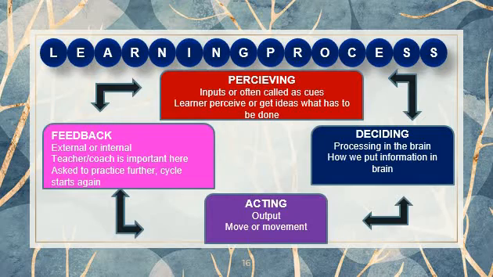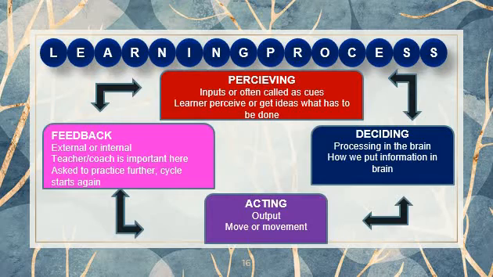Second one is deciding. Deciding is nothing but the processing in the brain, how the learner puts information in his or her brain. Deciding involves taking a matter into consideration, identifying desired end results, determining the options to get to the end results, and then selecting the most suitable option to achieve the desired goal.